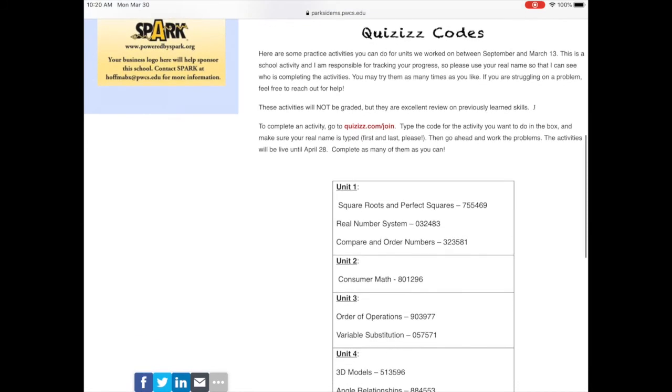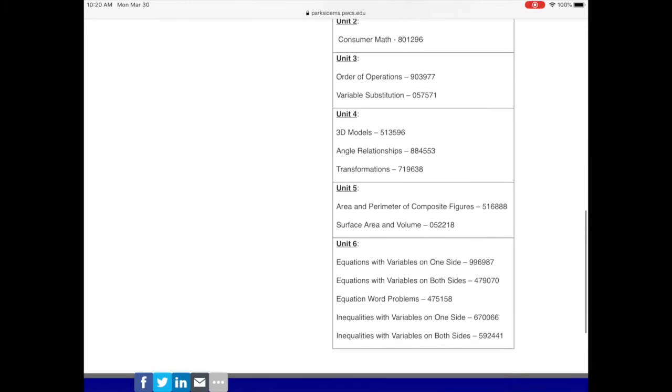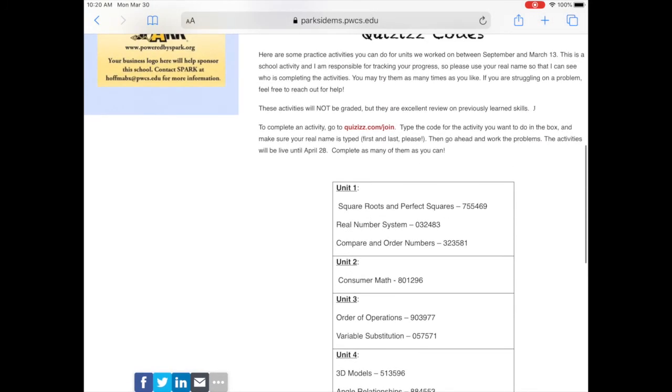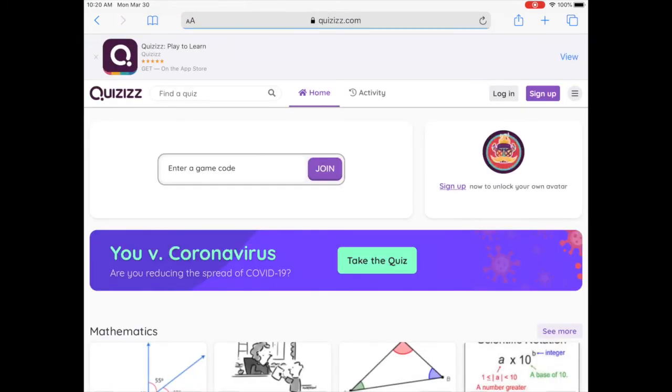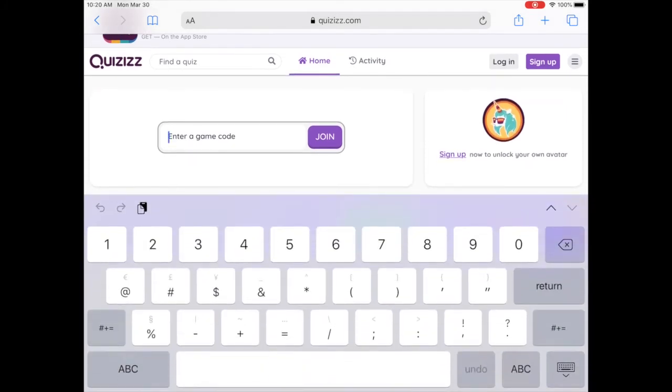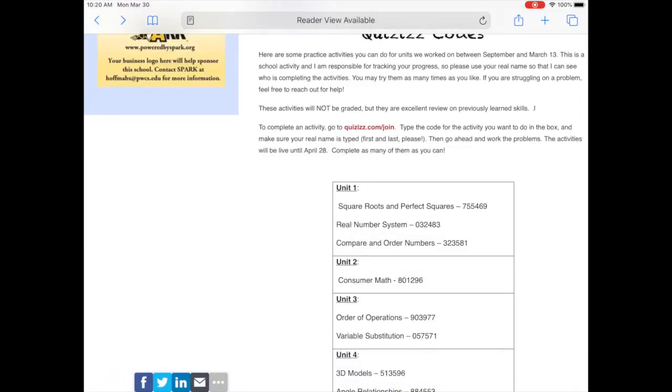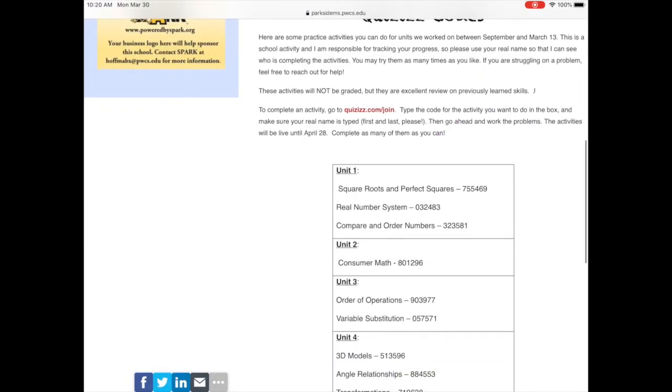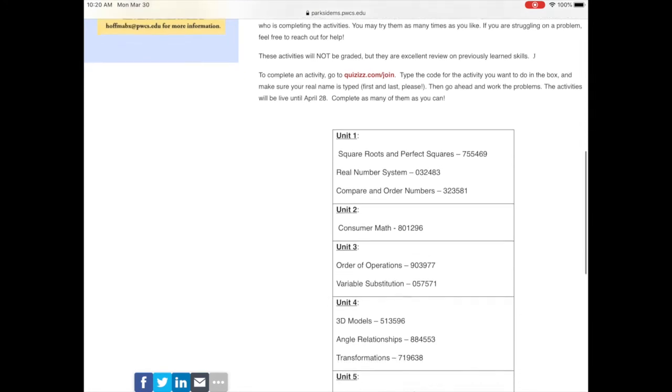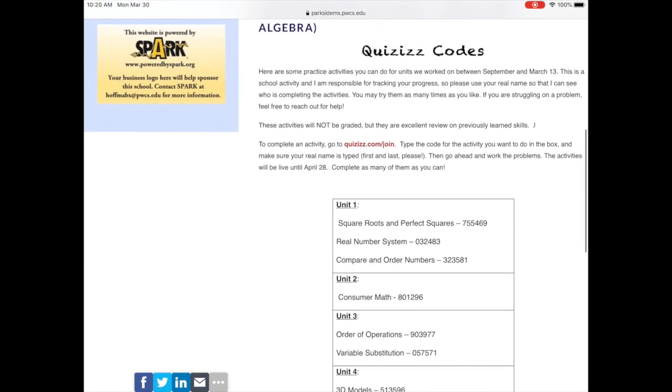There are codes for each topic, and there's a link here that you would click on to join. I'll go ahead and click it and open the link. And then you see where it says enter a game code. So you would enter your game code in there, and then it's going to ask you for your name. Please, please, please, it says here, make sure your real name is typed first and last. I need to keep track of who's doing what.